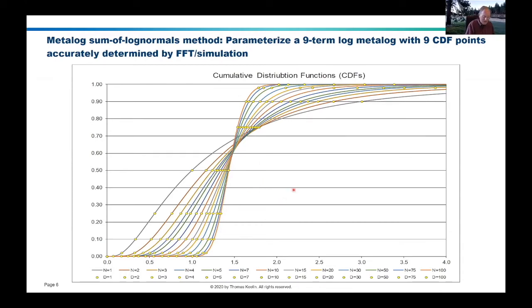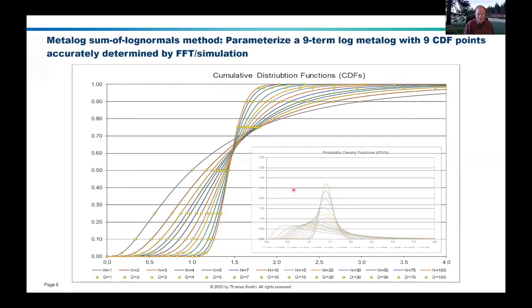And then once you have the log metalog representation, now if you represent that as density functions, of course every metalog has its density function representation, this is what you get. This is 1 log normal, this one here is 2, you go all the way up to 100.